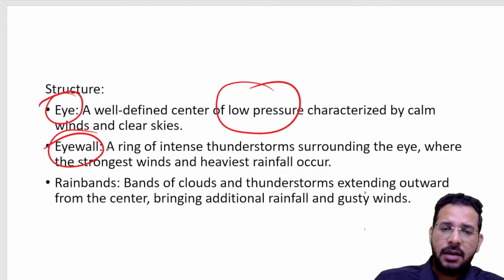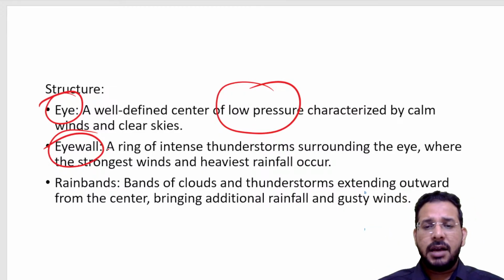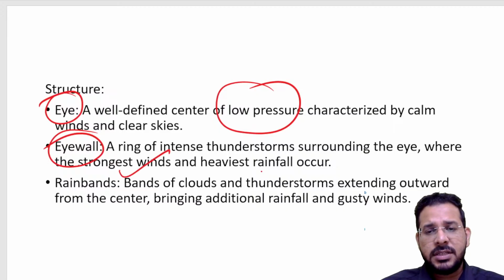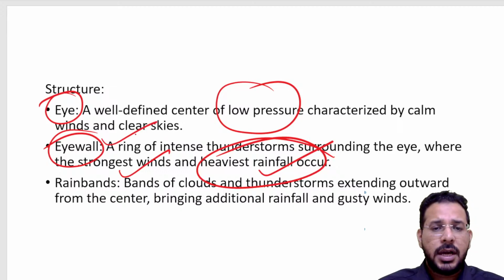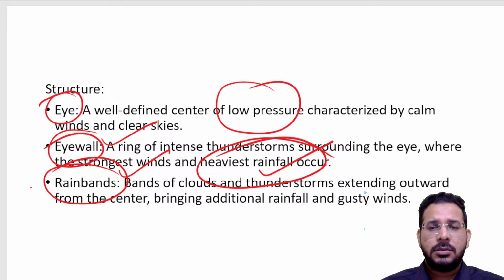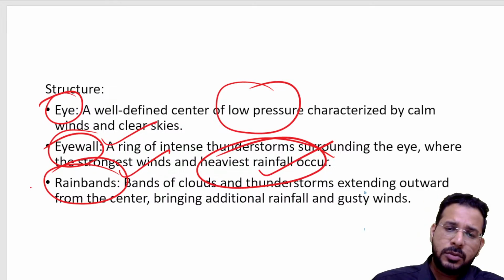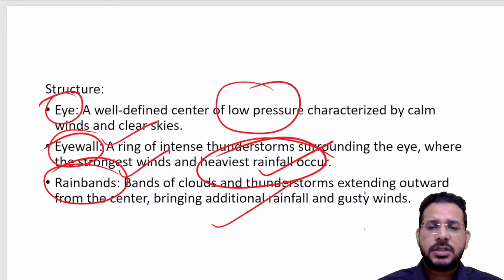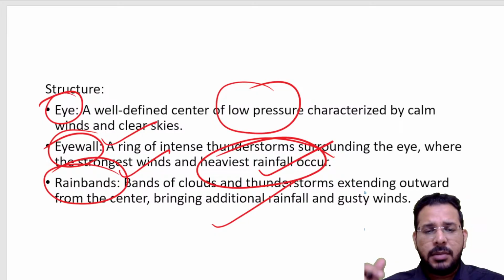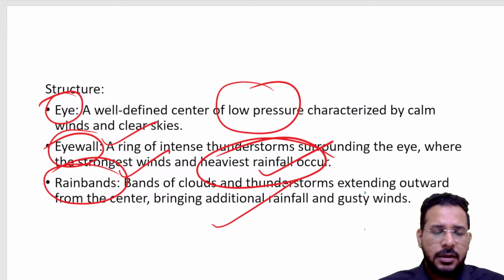Surrounding the eye, we have the region which is having thunderstorms, lightning, etc., where we have strong winds, and the heaviest rainfall is occurring in that region. So this region is called the eye wall. Then we also have rain bands, the peripheral regions of the eye wall, where we also have clouds, thunderstorms, etc., with gusty winds and additional rainfall. So we have rain band, eye wall, and eye in a cyclone.